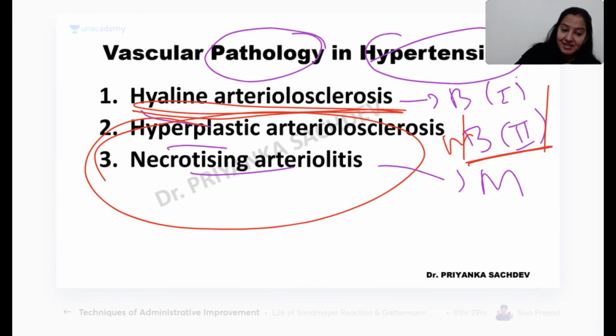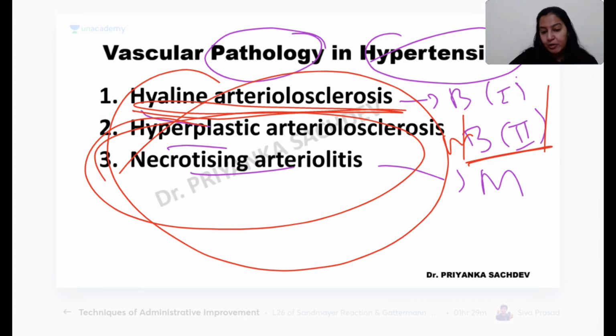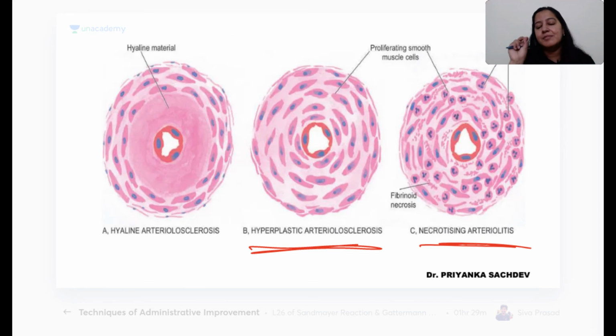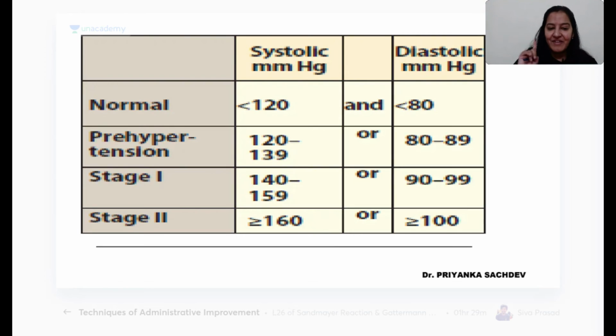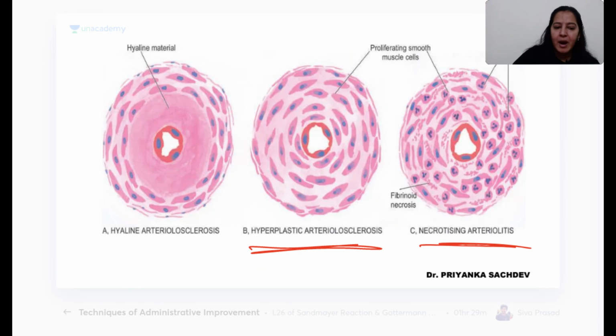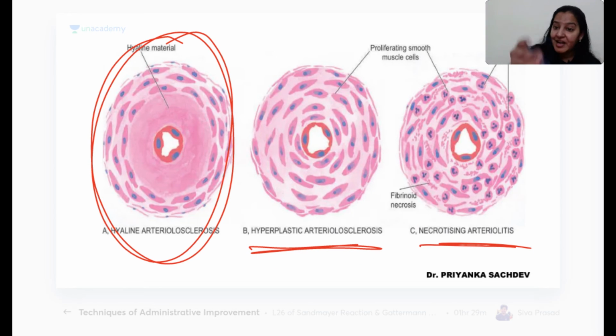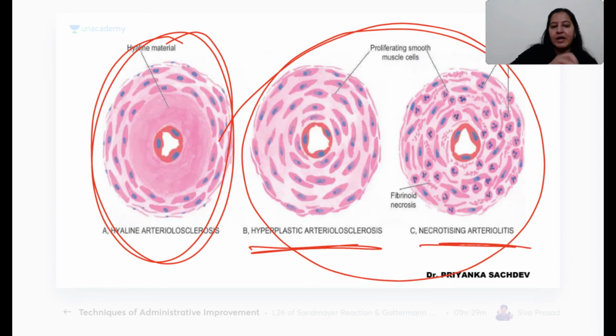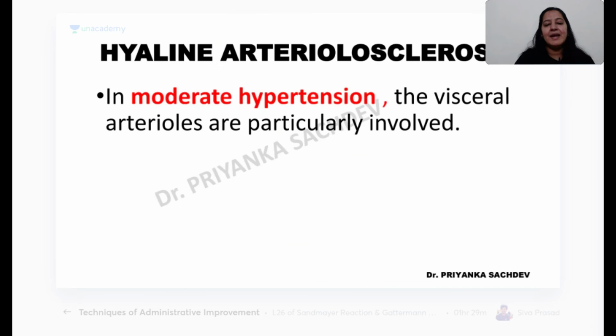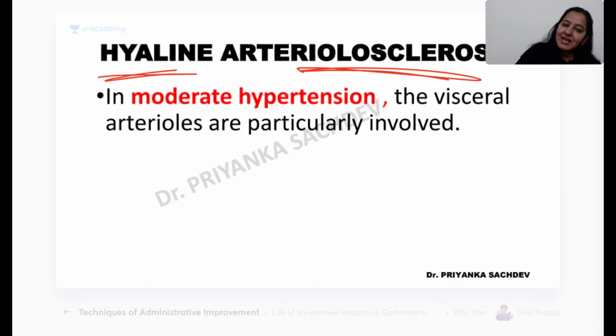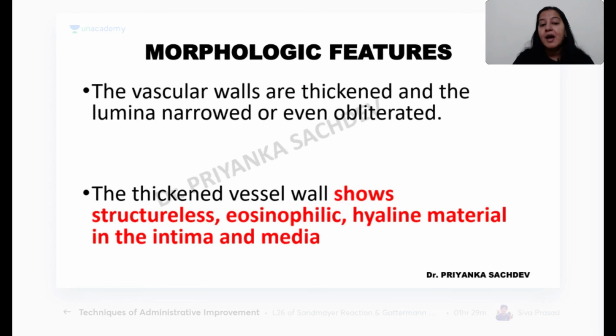You will find these three terms difficult, but once I explain the diagram of these three, the terms are really funny for you. So we will take them one by one. The first term in these two is benign. In benign, what will happen? In benign, this will happen. And in malignant, both of these things will happen. So right here benign, right here malignant. Listen. First we will talk about the first term, hyaline arteriosclerosis. It is seen in benign moderate hypertension.